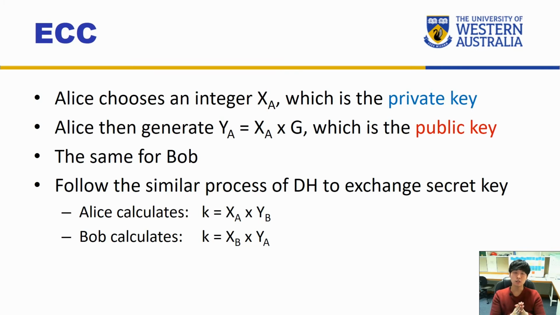This is the same for Bob. Bob does the same thing, so Bob will have xb and also generate yb. So it follows a similar process to the Diffie-Hellman key exchange.